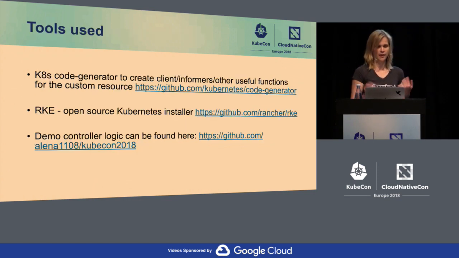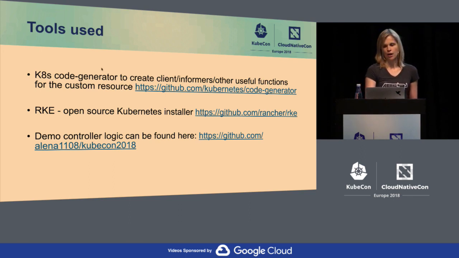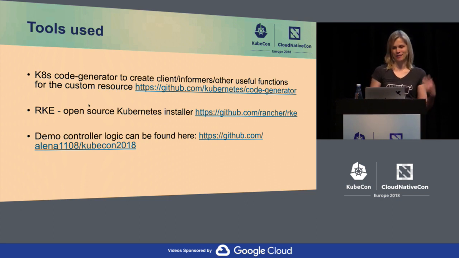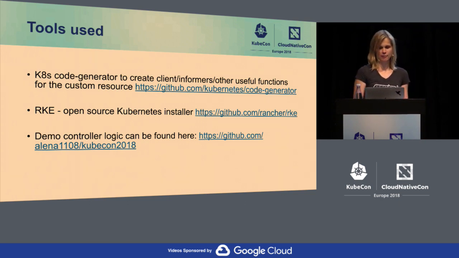So, here are the tools that I'm going to use. The Kubernetes code generation tool, which is a Kubernetes tool for generating the controllers, listers, informers for the custom resource. And then for the cluster provisioning itself, I'm going to use this open source RKE tool, which is a tool built by Rancher, but like any tool can be used. I just prefer to use our tools. I'm sure that we're going to run into issues during the demo, and I would like to report these issues back to the team. And here's a demo controller logic that can be found here on the GitHub.